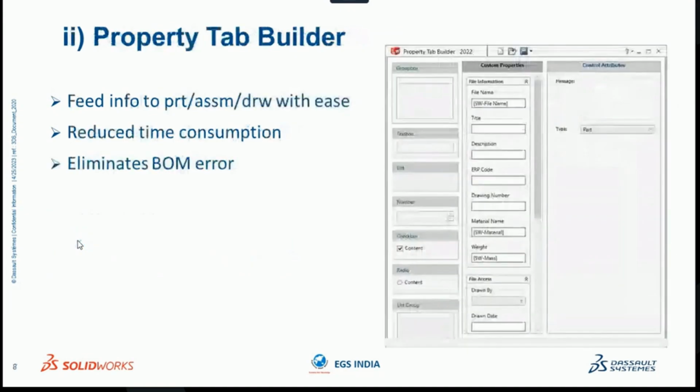So the last is Property Tab Builder. I think many of them are not using Property Tab Builder. It is one of the greatest functions which we could use to minimize our time consumption in creating custom properties. With Property Tab Builder, we could also eliminate errors. And what is Property Tab Builder? Property Tab Builder is a predefined set of properties which you could already define in a model by just using the drop-down list. And to get more about Property Tab Builder, tomorrow there's going to be a webinar which is conducted by Mr. Yasif. Please join that webinar and see the brief capabilities of Property Tab Builder.